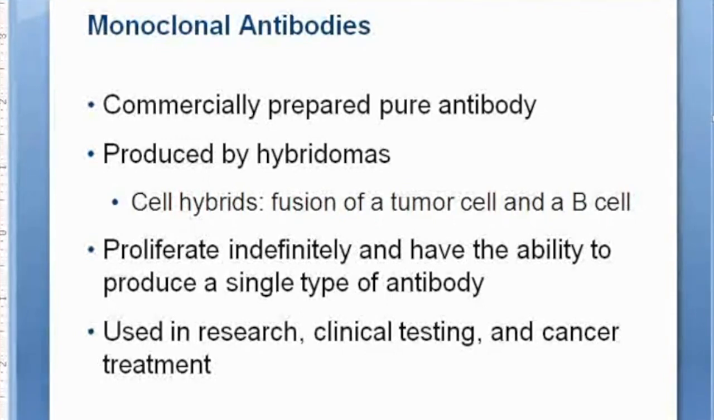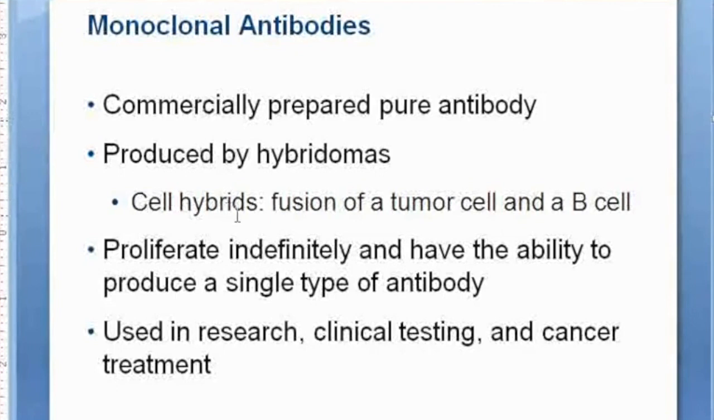Do T cells ever make antibodies? No way. They do not. They cannot. They make something else. A monoclonal antibody, mono means one. One clone. That means that these antibodies, monoclonal antibodies, are prepared in a lab. They're commercially prepared. And they are only capable of recognizing one thing. Correct? That's why they're monoclonal.